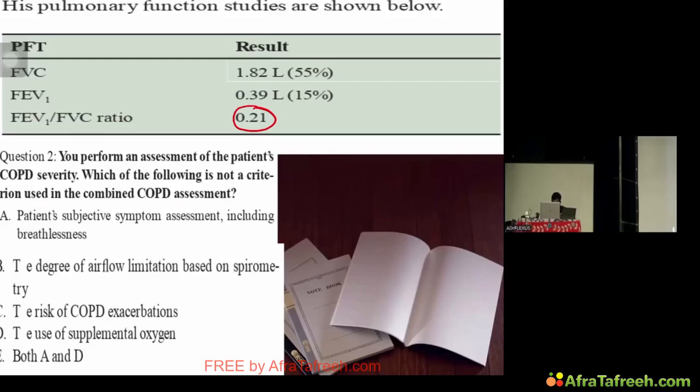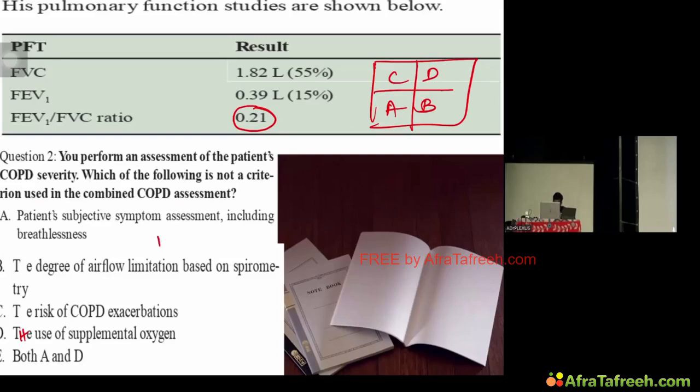Which of the following is not a criterion used in combined COPD assessment? The use of supplemental oxygen. What they have asked is, what are the components of ABCD? In ABCD we have the mMRC scale, CAT questionnaire, then GOLD criteria and exacerbations. So use of supplemental oxygen is not a part of this classification.